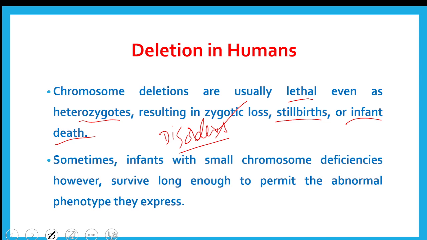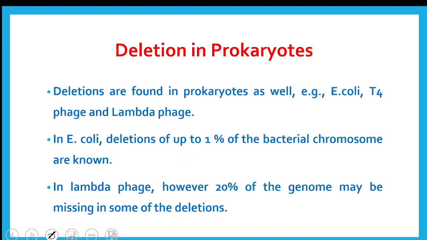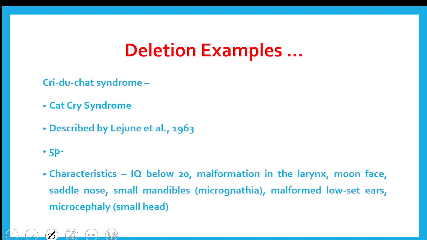So sometimes infants with small chromosome deficiencies survive long enough to permit the abnormal phenotype to be expressed. And one such we are going to see is Cri du chat syndrome in human beings. It is also called cat cry syndrome. That means when the person with this syndrome speaks or cries, when he shouts or speaks, it resembles the sound of a cat. Hence it is called cat cry syndrome.